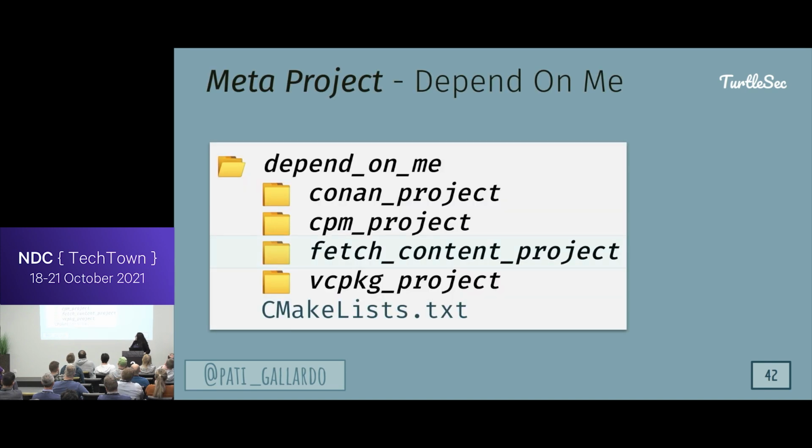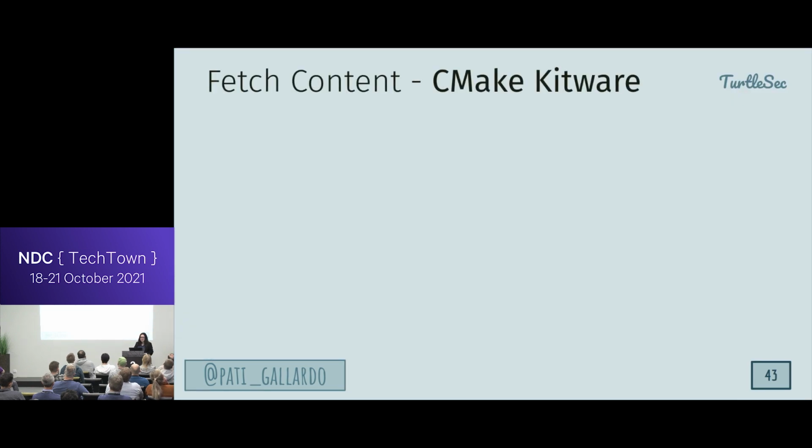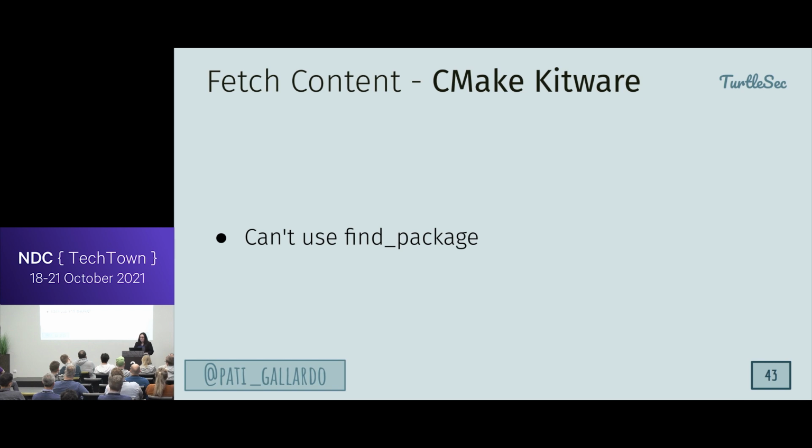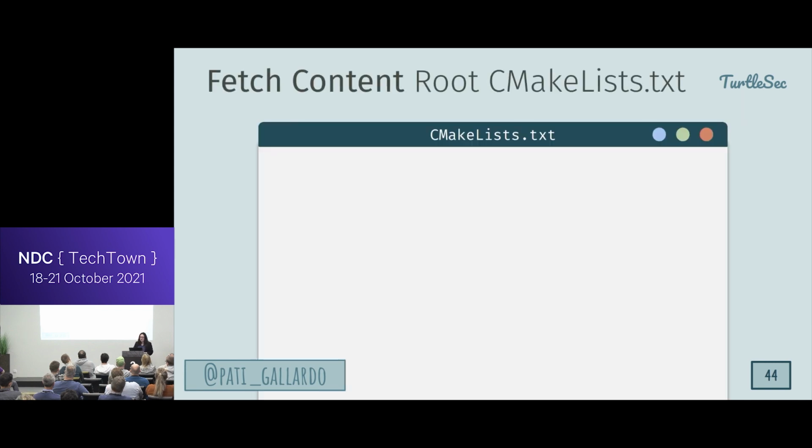Okay. So next one, fetch content. I've already mentioned fetch content. This is basically just a CMake script that comes straight out of CMake. You can use it for whatever you like. It's super useful for certain things, and I will use it with vcpkg actually. But again, I can't use find package, and I'm not a fan.